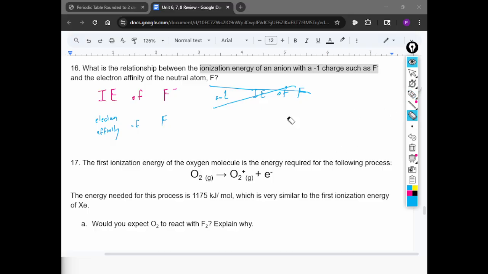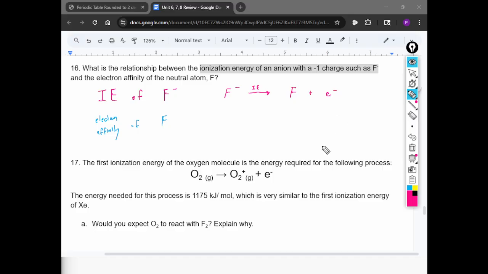So I think the easiest way to look at this is to write down a chemical equation to kind of visualize what's happening. Okay, when you have ionization energy, what is happening to the electron? It's losing an electron. So if we wrote this as a chemical equation, we would say that F minus, if we have ionization energy, okay, that means that F minus is going to separate into F and an electron, right?